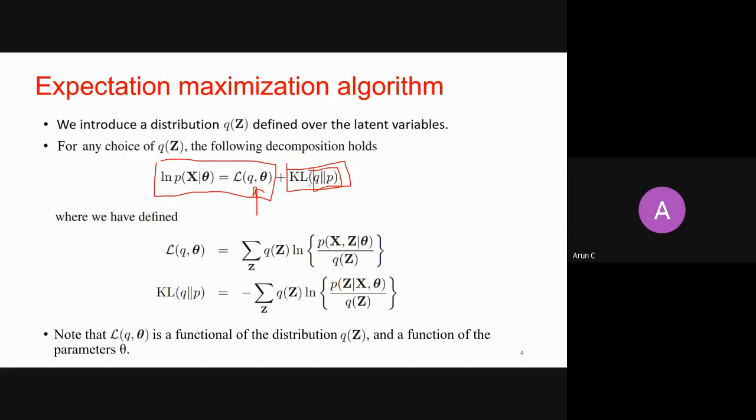Because my KL divergence is always greater than or equal to 0. So if it is 0, then my L is equal to this log likelihood function p(x), right? And if my KL divergence is greater than 0, then this L plus some positive number will be equal to this value. So this L is always less than the log likelihood function.